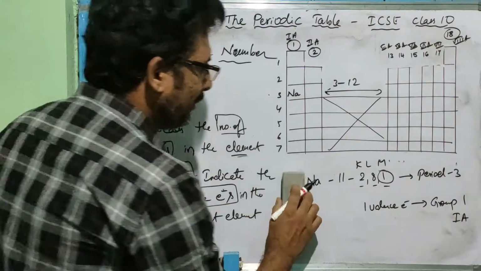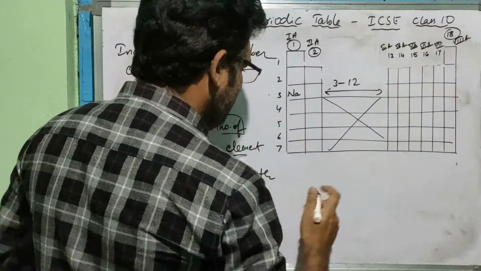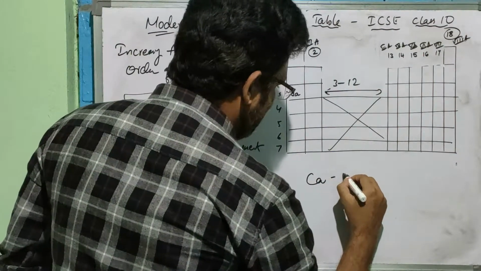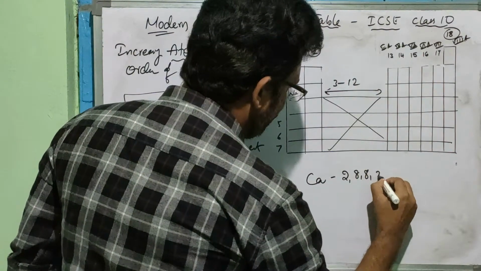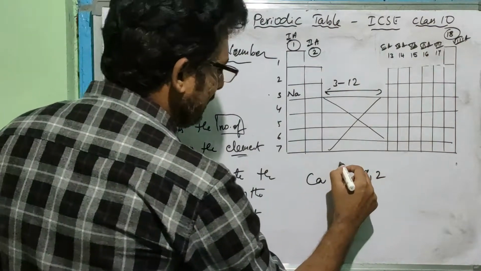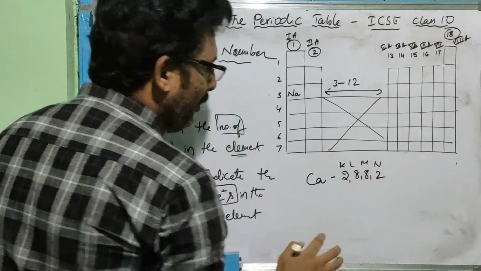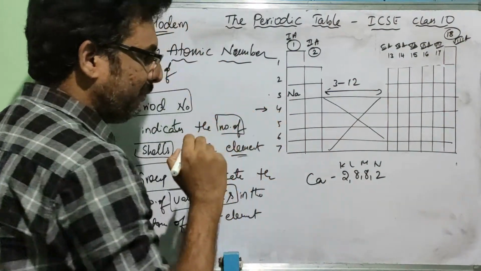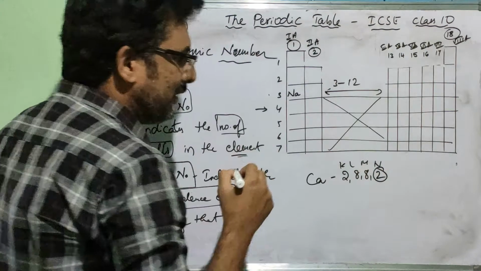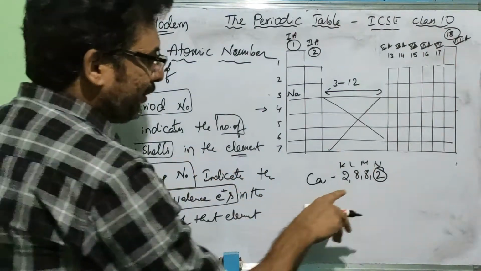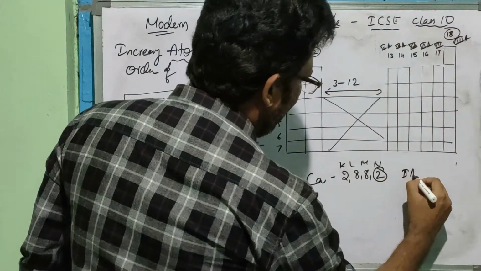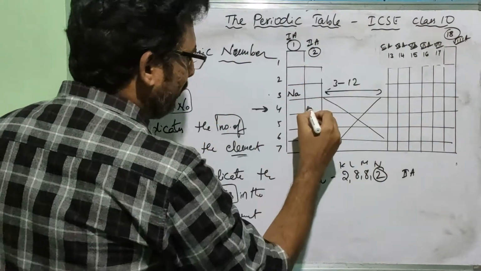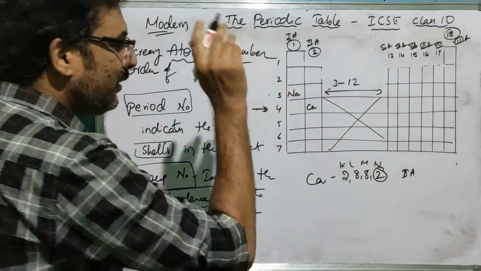So let's see another example. If you take calcium, the electronic configuration of calcium is 2, 8, 8, 2. So in this case it has K, L, M, N, 4 shells. So this will be present in the 4th period. And number of valence electrons, 2 valence electrons. So it will be in 2nd A group. So 2nd A, 4th period and second group. So the position of calcium will be here.